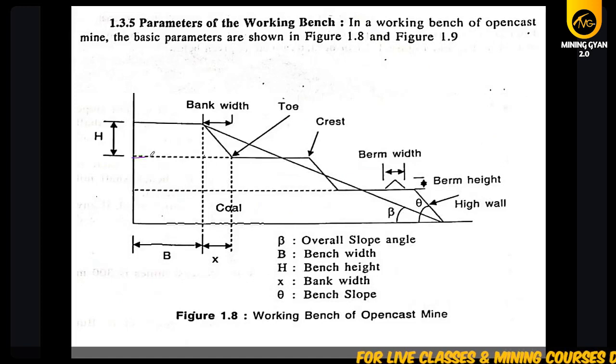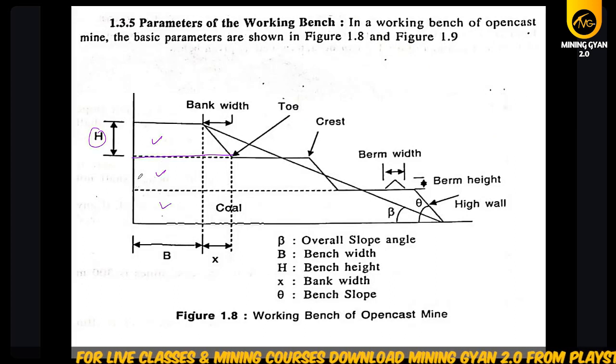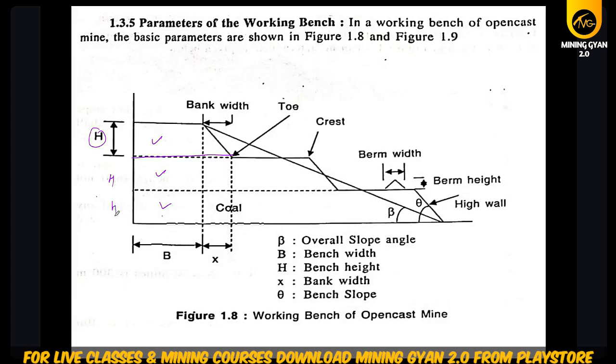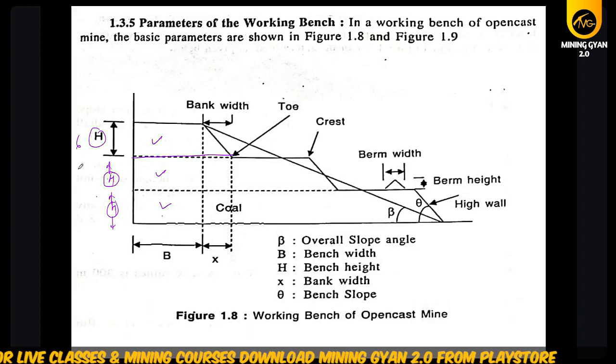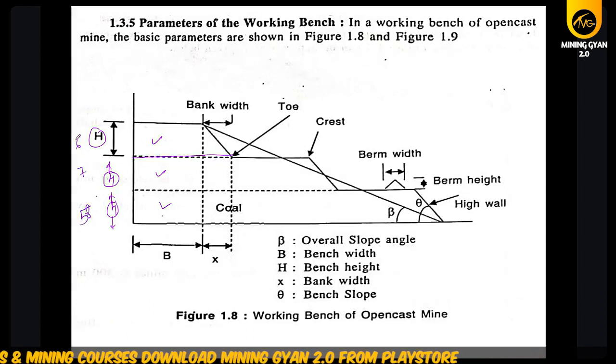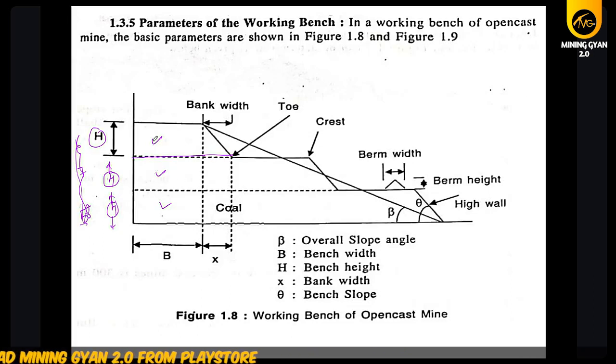This is the bench height. This H is the bench height. This is the bench, this is also a bench, this is also a bench, so it is also H. The H may vary. Sometimes it will be 6, 7, 8 or 5. It depends. Here we are using the same bench height, so all are H. Okay. And the bank width.